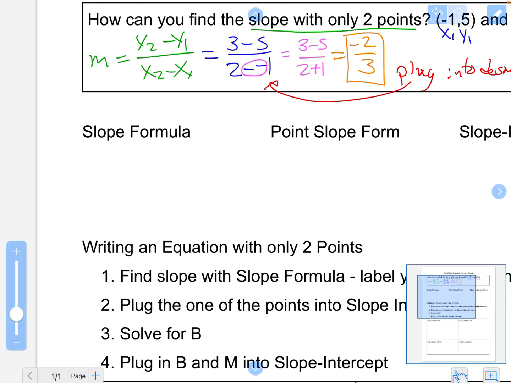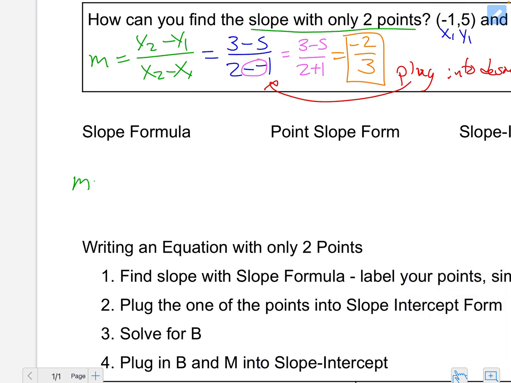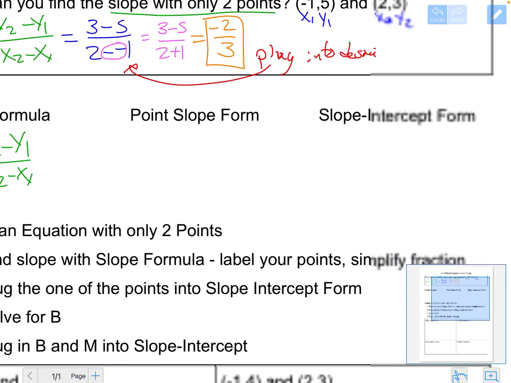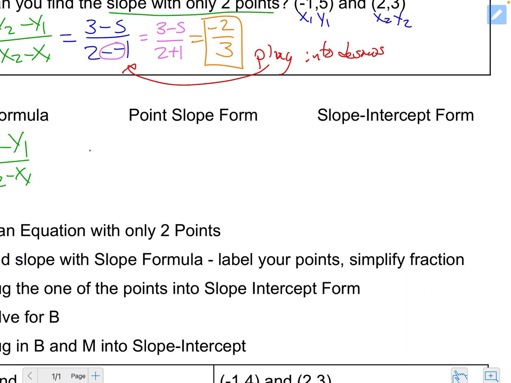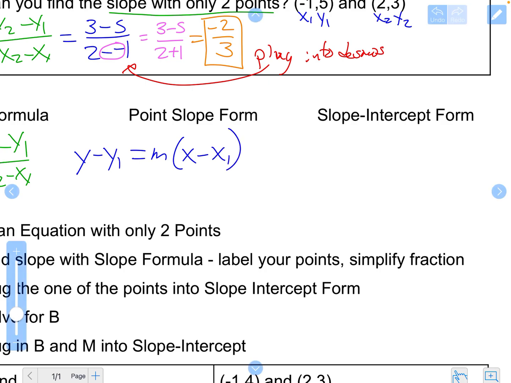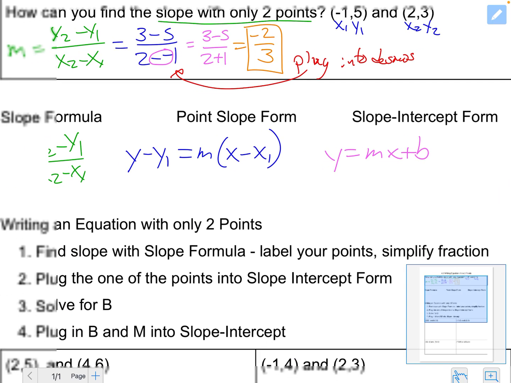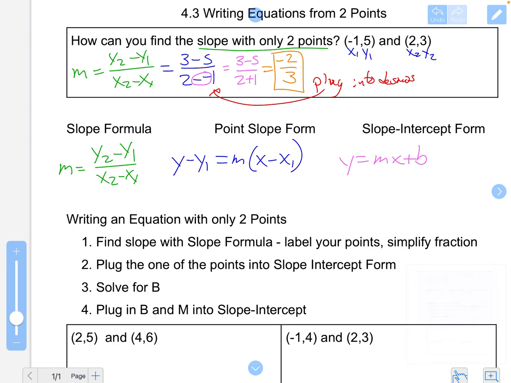So today we need 3 important formulas. We need our slope formula, which is m equals y2 minus y1 over x2 minus x1. We also need our point slope form, y minus y1 equals m parentheses x minus x1. And then finally, we need our slope intercept form, y equals mx plus b. Now, all 3 of these will be on your formula chart on test day as well as STAAR test day.